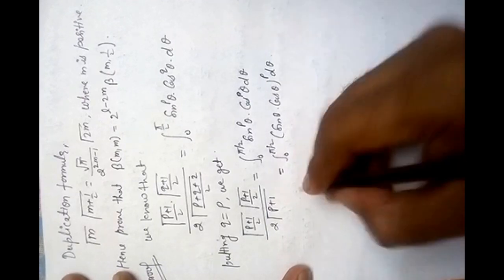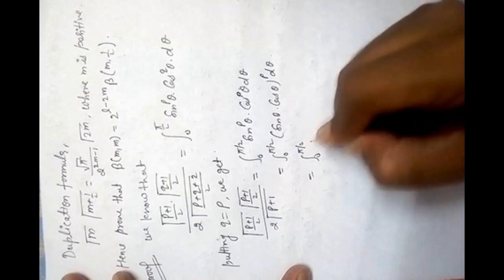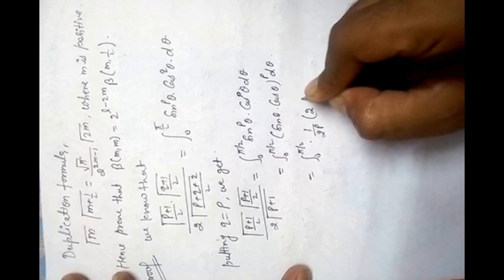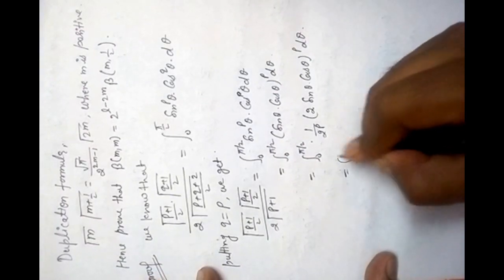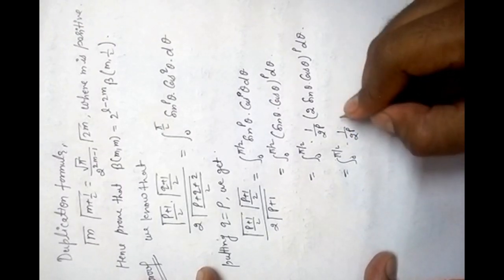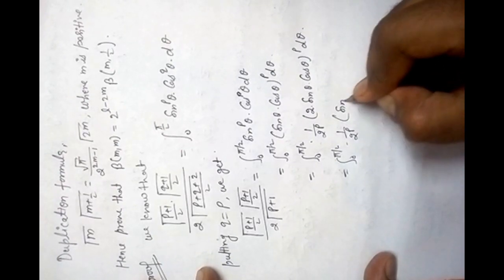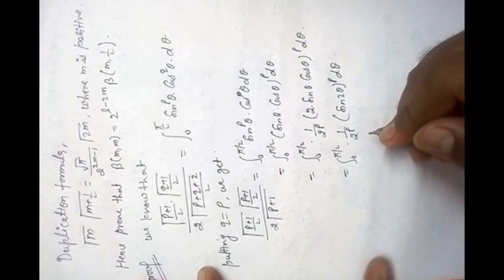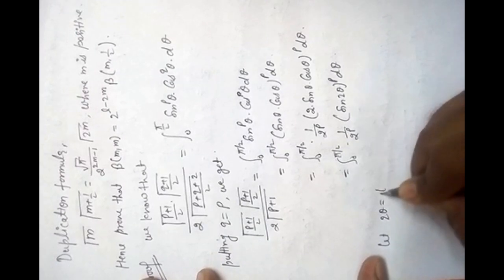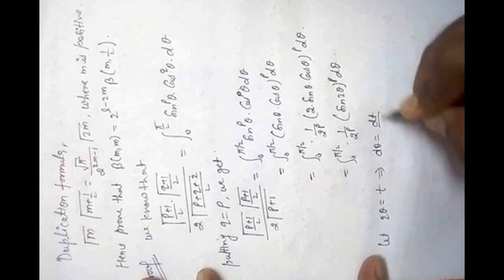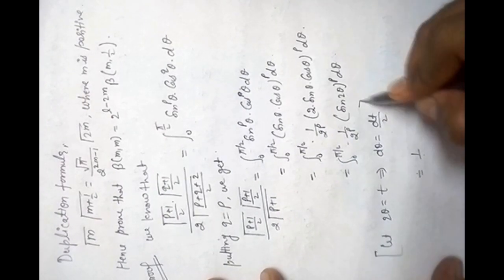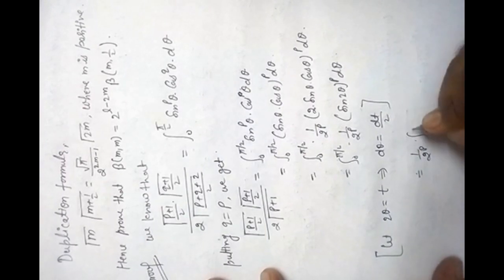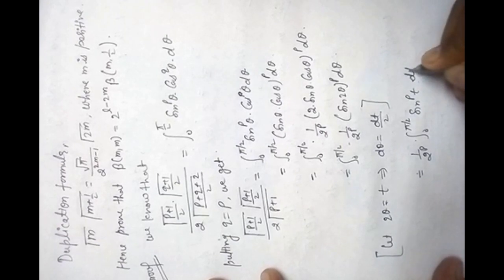Now integral 0 to pi by 2 of 1 upon 2 power p times 2 sin theta cos theta whole power p d theta, which is written as 1 upon 2 power p, where 2 sin theta cos theta is equal to sin 2 theta, so sin 2 theta power p d theta. Let 2 theta is equal to t, then d theta is equal to dt by 2. So it is equal to 1 upon 2 power p integral with limits also changed, sin power p t dt upon 2.